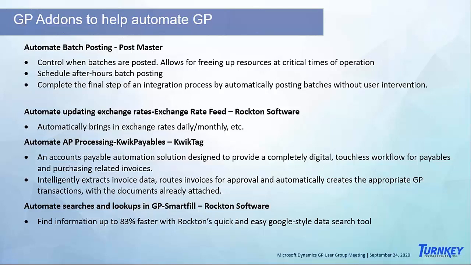The last thing I want to talk about is another Rockton tool, and it's called GP Smart Fill. It is like a Google-style search tool. GP sometimes is pretty specific in its naming, and sometimes the names of the fields or whatever you're trying to look up don't necessarily make sense. Rockton has kind of solved that issue. So you can type in the first few letters of the window or field or whatever you want to look up, and it will find that information for you. So again, we're just trying to alert you guys to things that will speed up your daily processes.